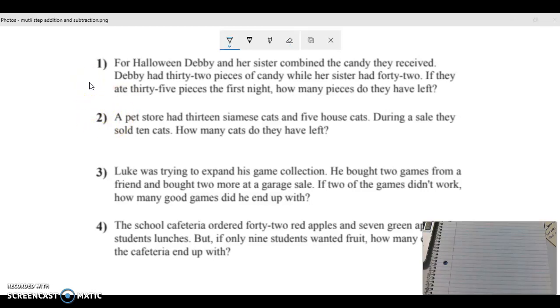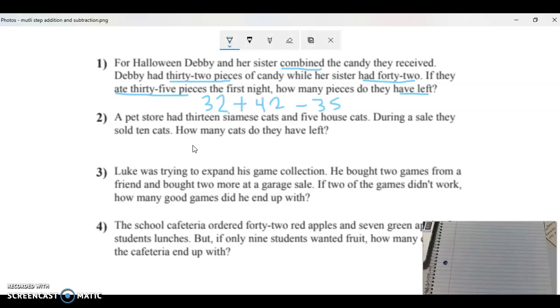Okay, number 1. For Halloween, Debbie and her sister combined the candy they received. Ooh, combined. That's a good keyword. Debbie had 32 pieces. Her sister had 42. If they ate 35, how many pieces do they have left? Well, they started with 32 pieces plus 42 because they're going to combine them, and then they ate 35, so that's minus 35.